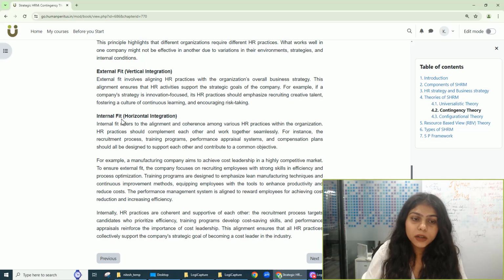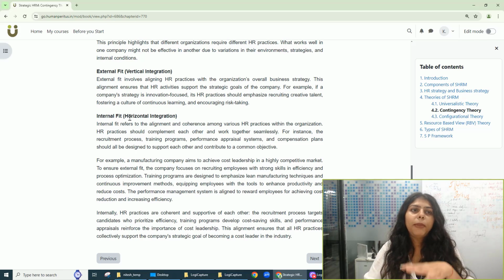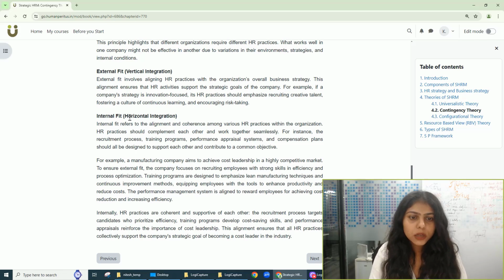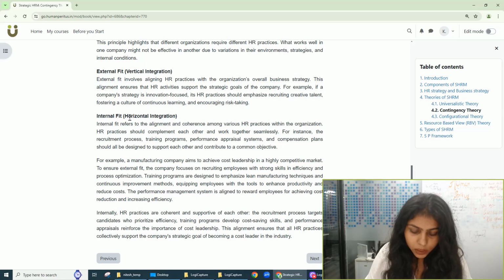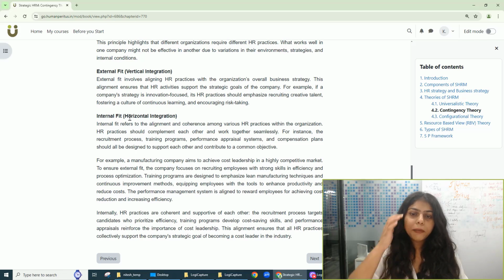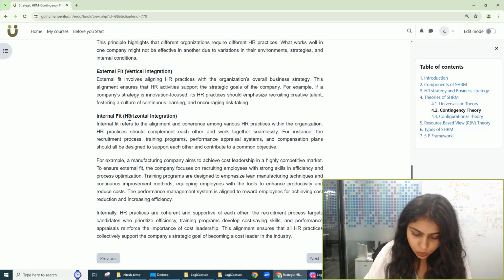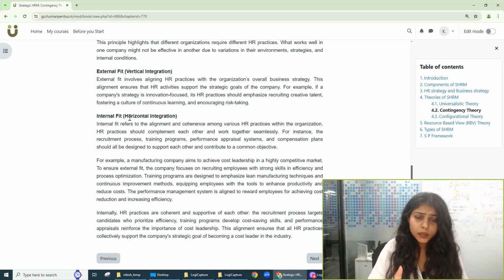Now, what is internal fit? It says that to best optimize the overall performance of the company, the HR practices should be in coherence with each other, should complement each other, should be aligned with each other to achieve that best and optimal result that we're talking about here.